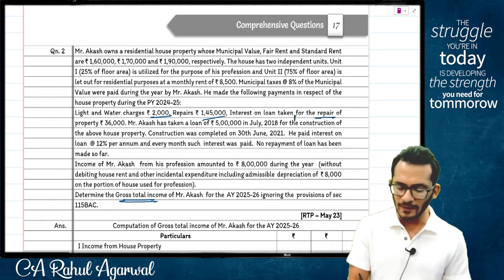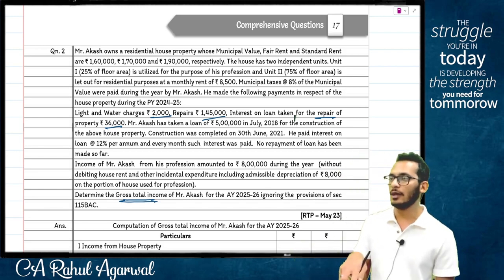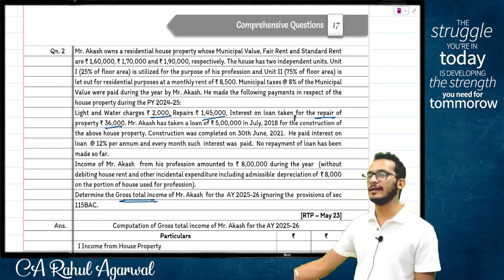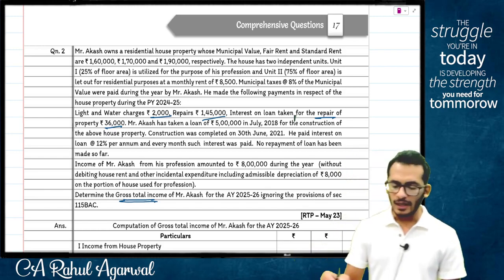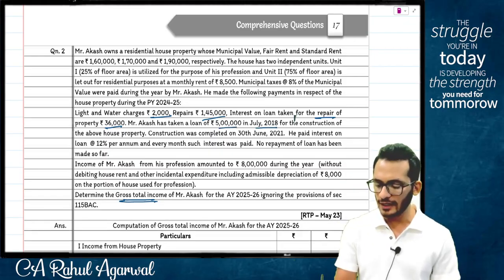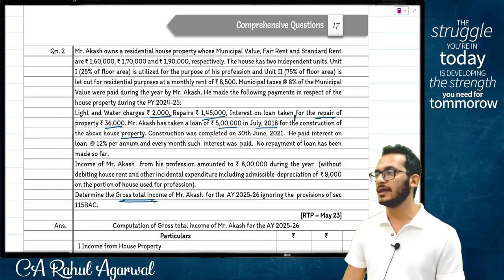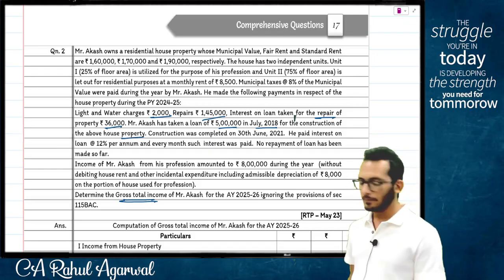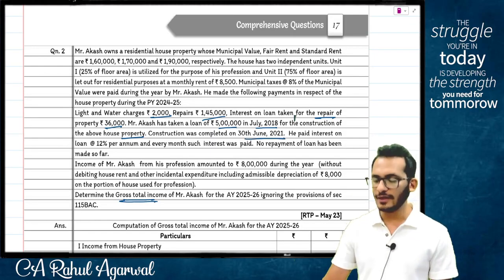Interest on loan taken for repairs is 36,000. People, 25 is allowed in PGBP. 75 is allowed in HP. Akash has taken a loan of 5 lakh rupees in July 2018 for construction of the property. I took it in July 2018. Construction was completed on 30th June 2021.